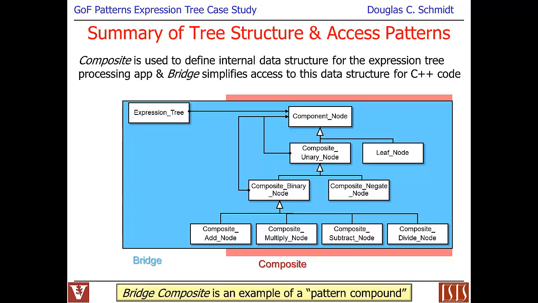Bridge composite, which is what we're using in our next program, is a good example of a pattern compound. Remember I talked before about different kinds of patterns and pattern relationships. A pattern compound is patterns that are often used together, like peanut butter and jelly or something like that. So a pattern compound would be bridge composite. You use a bridge for the interface encapsulation and uniformity, and you plug in a composite to be the implementer hierarchy. That's a good example of a pattern compound, things that would occur together.